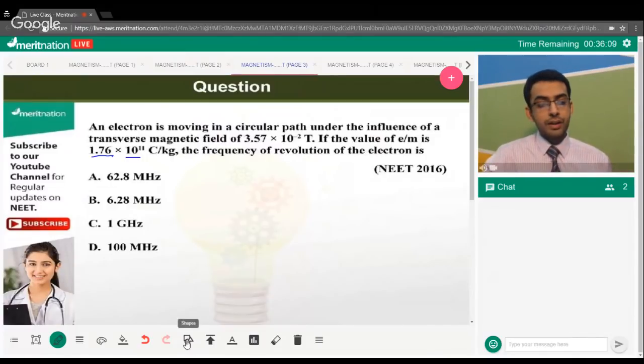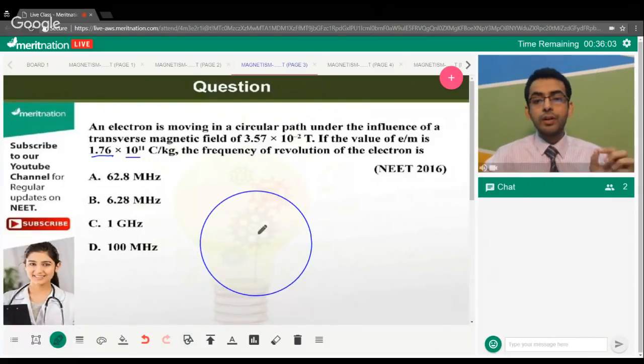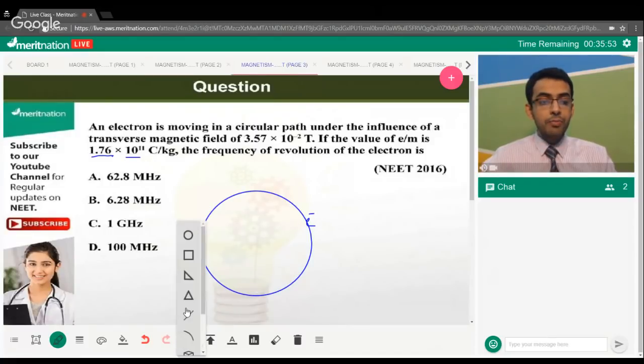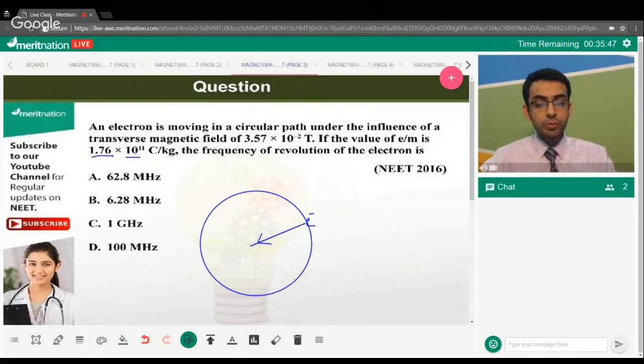So the electron is revolving in a circular path. Why? Because of magnetic force. The magnetic force is acting as a centripetal force. That means at every moment, at every point, the direction of magnetic force will be towards the center.